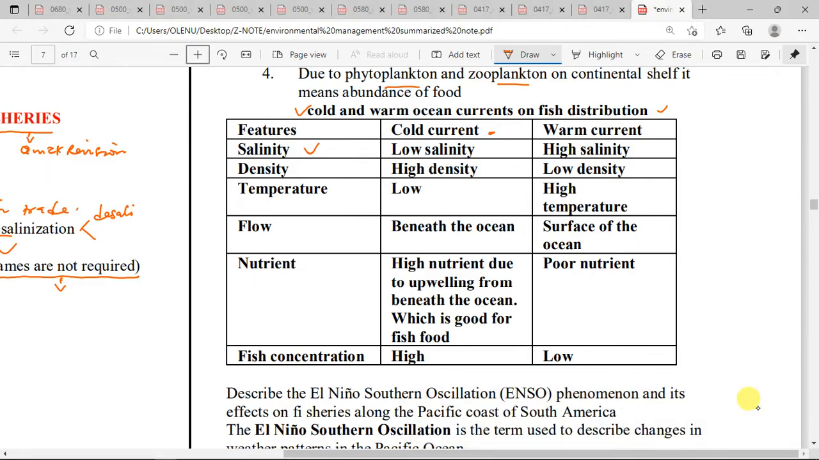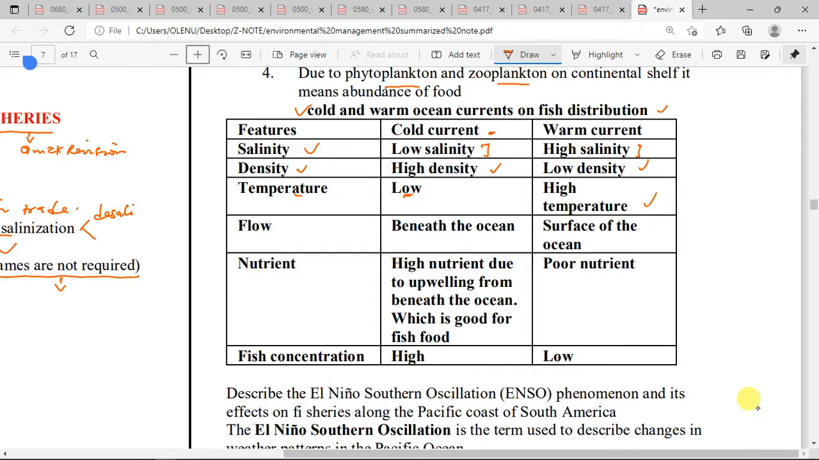Now, cold and warm current on fish distribution. So we look at some of these features that take place within the ocean and how it affects fish distribution. Then we'll be able to tell if areas with cold current will have more fish than areas with warm current. So in terms of salinity, that has to do with the salt content. Cold current usually have low amount of salinity, but warm current have high salinity. In terms of density, cold current is more dense than warm current. In terms of temperature, cold current have low temperature, that's why it's cold in the first place, while warm current have high temperature.